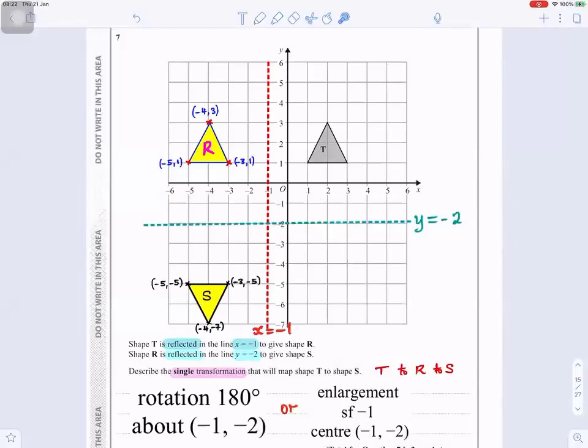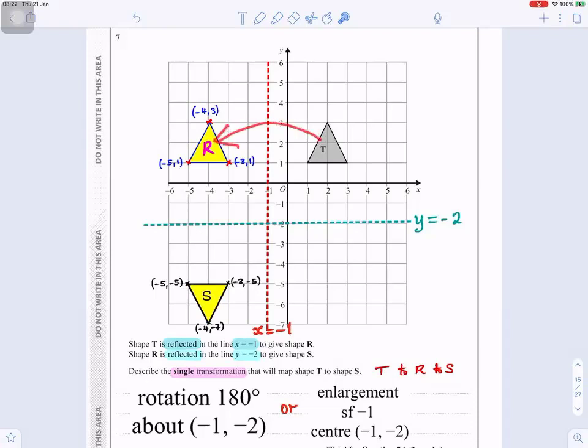Question number 7. Shape T is reflected in the line x equals minus 1 to give shape R. And shape R is reflected in the line y equals minus 2 to give shape S. Describe the single transformation that will map shape T to shape S. So we want to go from T to S.